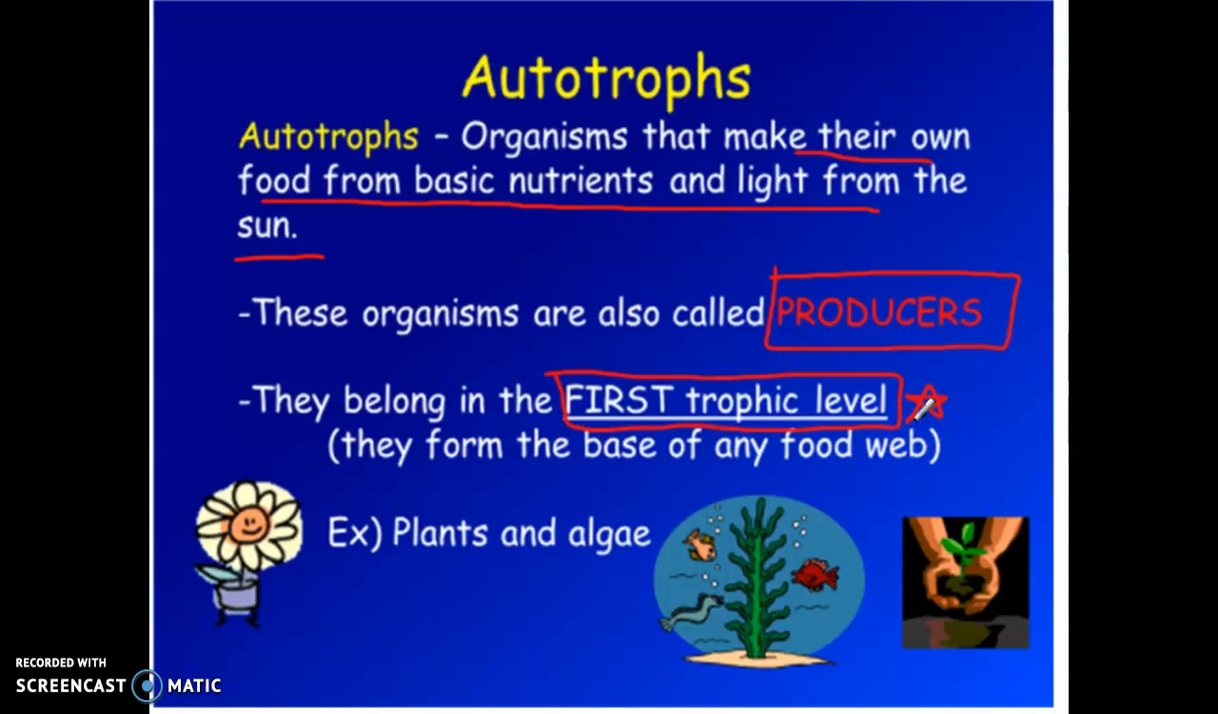So any food web or food chain that we're going to look at, you have to first start with the trophic level at the beginning, which is the producer trophic level. So plants, algae, trees, flowers, any sort of organism that can grow without ingesting its food, by basically using sunlight and products that are in the air or in the soil, those are producers.